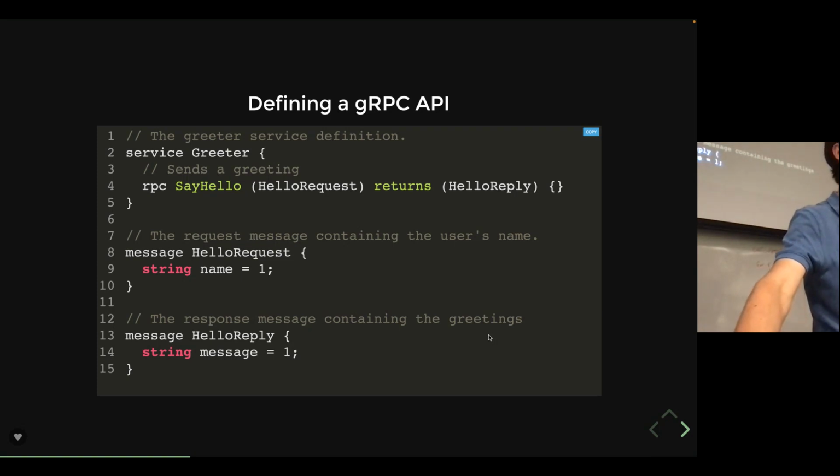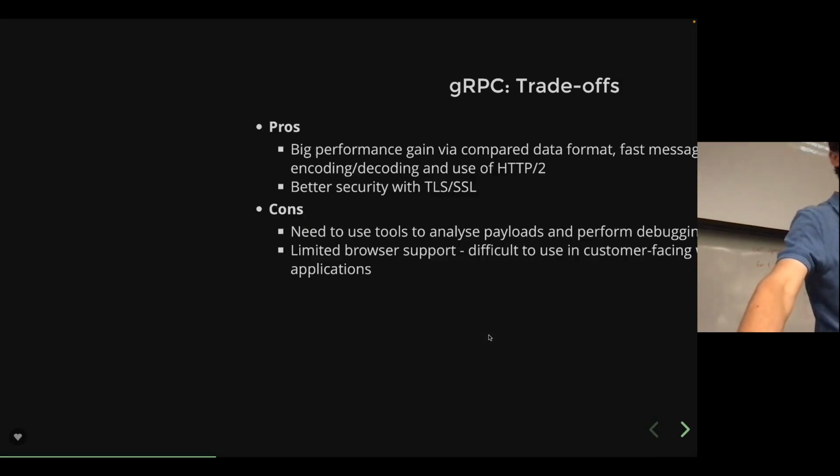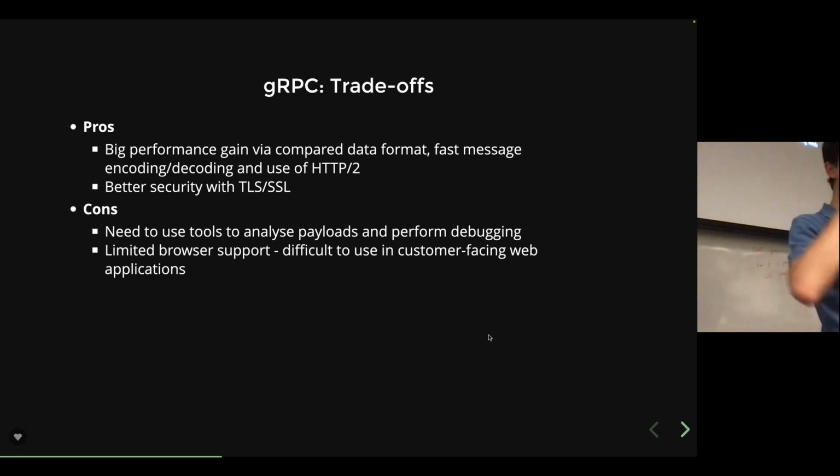Any questions so far on gRPC? Okay, trade-offs. We just talked about that big performance gain. You can also use TLS, transport layer security, which is like what we talked about last week, where you want to have your east to west communication, your security between microservices and encryption.